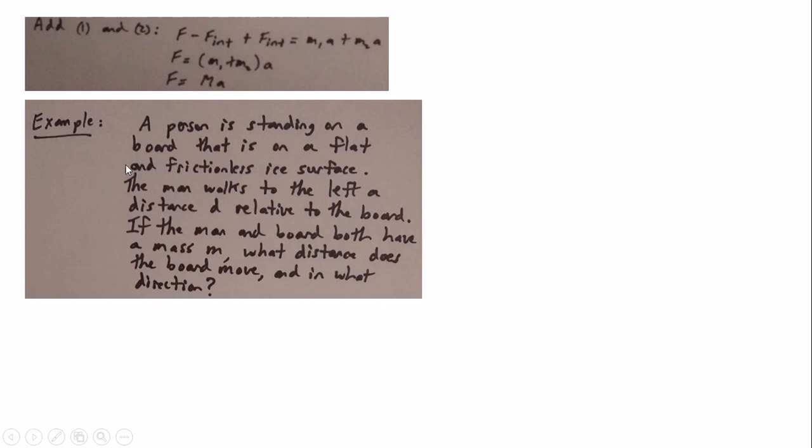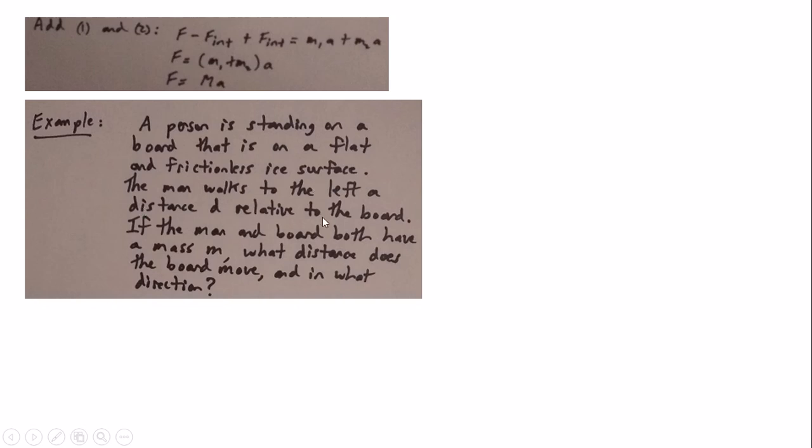Now let's look at an example, and this one involves the fact that when no external forces act on a system, the center of mass either moves in a straight line at constant speed or the center of mass remains stationary. In this case, we're looking at a situation where the center of mass of the system remains stationary, as I mentioned at the beginning, when I said I'd be going through an example illustrating that. So for this example, we have a person standing on a board that is on a flat and frictionless ice surface.